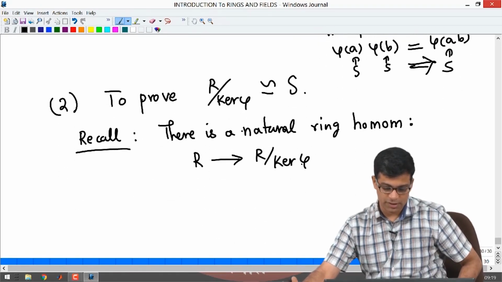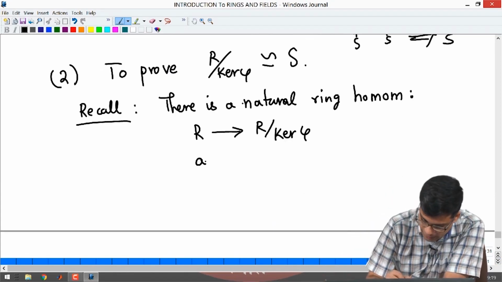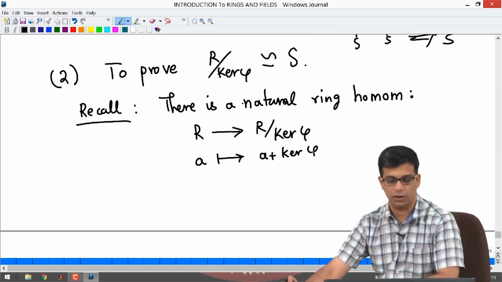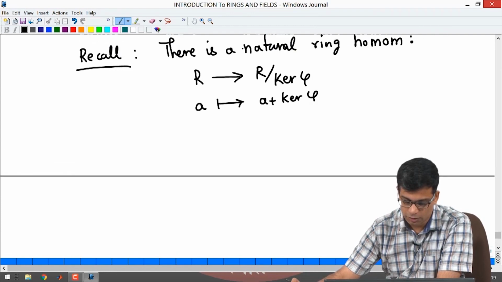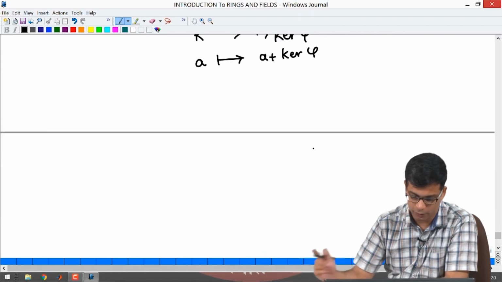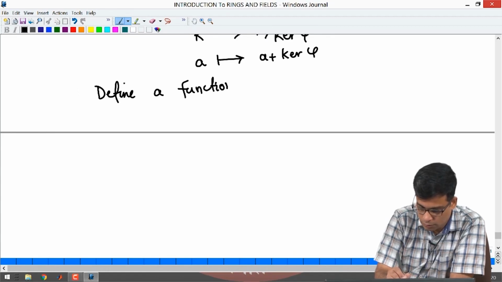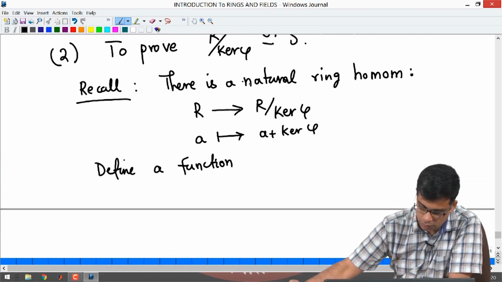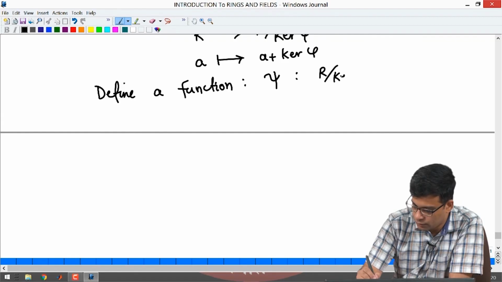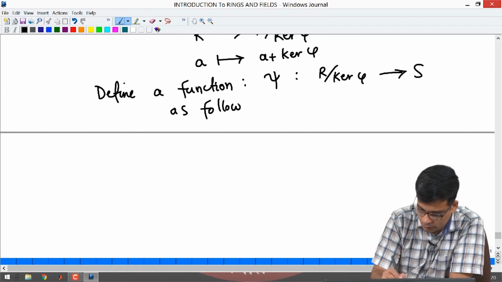Okay. And what is this? This simply sends an element A to A plus kernel phi. So, remember this is exactly the map that we have in group theory. When you have a group homomorphism, you have this map. Now, using this I can define the function first of all from R mod kernel phi to S. So, define a function, let us call that maybe psi from R mod kernel phi to S as follows.